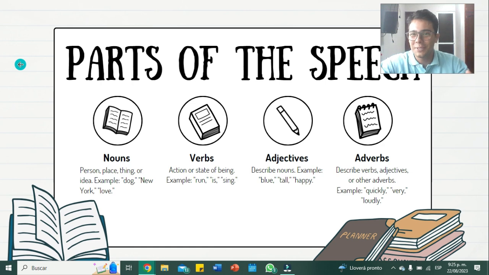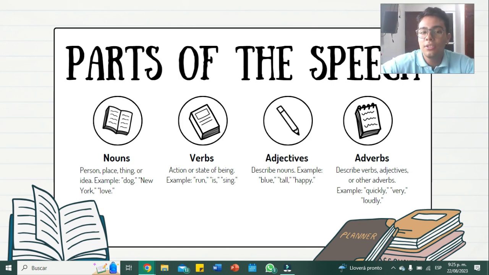So, we're going to start with the parts of speech. Here we have the nouns. Basically, when we talk about nouns, we're talking about places, persons, things, or ideas. For example, a dog can be a noun. New York is a place. Well, a dog is an animal. Love, that is an idea. Well, in this case, it's a feeling. Something like that.